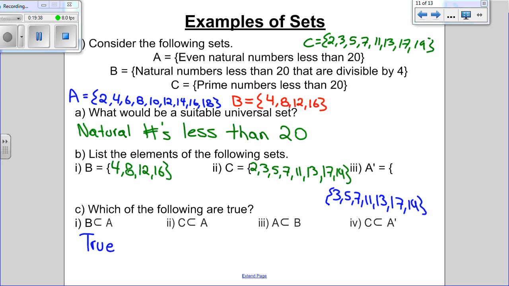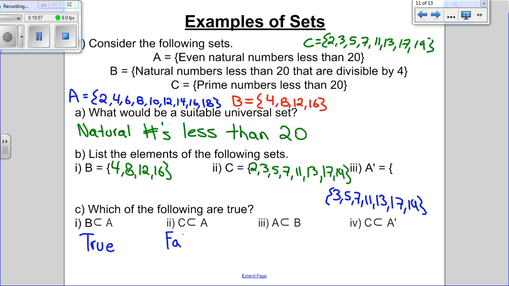Number 2 says everything in C is in A. So everything in group C has to be in A for that to be a true statement, which is false. Not everything is in there. The number 2 is in there, but that's all.